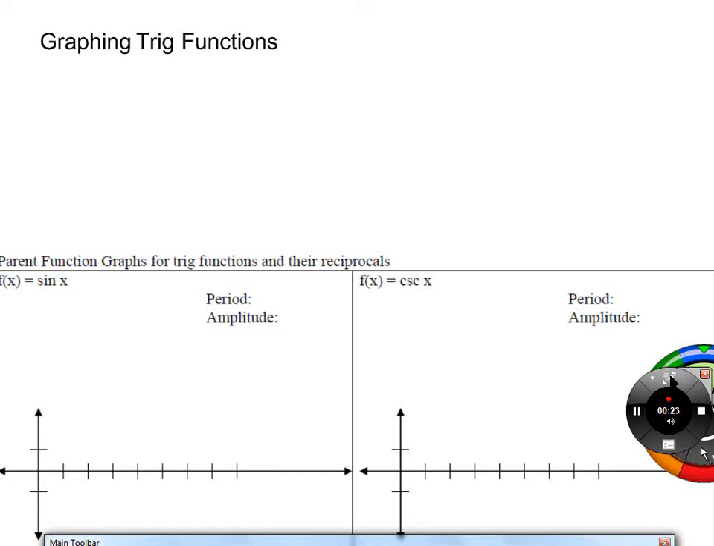At the maximum, at 0, at the minimum? 0. Okay. Then goes to the maximum, then 0, then the minimum, and then back to 0. This is our parent sine function, okay? This is our parent sine function with a period of what? 2 pi. And an amplitude of 1.